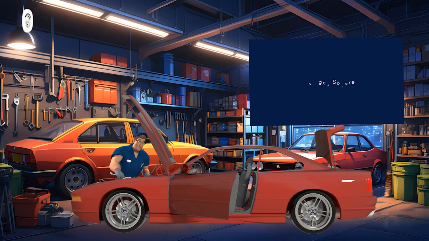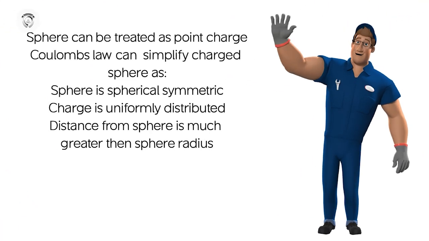Let's talk about the charged sphere. A charged sphere can be treated as a point charge, and we can simplify Coulomb's law here on a charged sphere if the sphere is spherical and symmetric, and we believe that the charge is uniformly distributed, and we also believe that the distance from the sphere is much greater than the sphere radius.